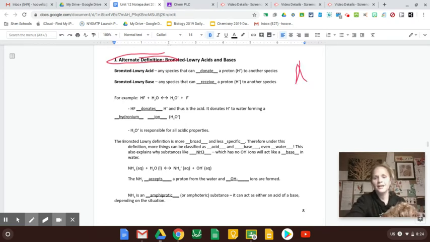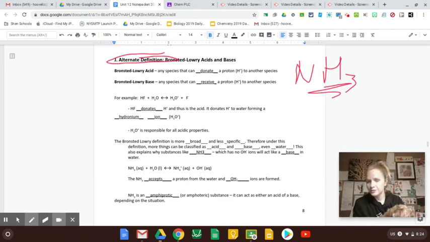So somebody said, hey, you know what? NH3 doesn't end in OH, but it very much acts like a base. So we need a definition that includes things like that, because NH3 is ammonia, and that's definitely a base. So we needed a broader definition that included things that don't donate OH negative ions. So we made a broader definition. We call it the alternate definition, and you can think of alternative things as being more inclusive. So it includes more things.